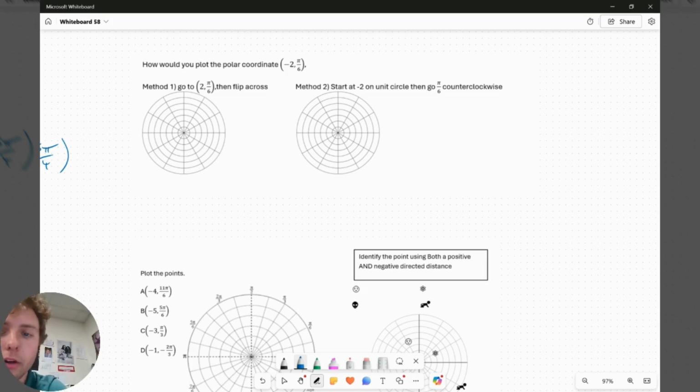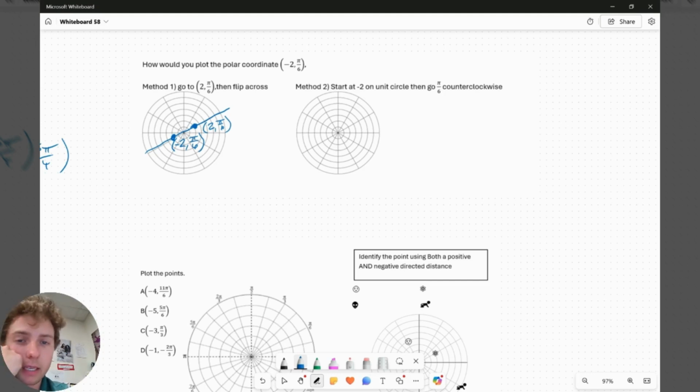For example, we go to 2 comma pi/6, which would be right here. And then we're going to flip it along this line here. Okay, it's going to be on the other side of the pole now, where instead of being 2 units to the right, it's going to be 2 units to the left instead. So go to the pole, go backwards 2, and here would be that coordinate, versus this one that was positive 2 and pi/6.